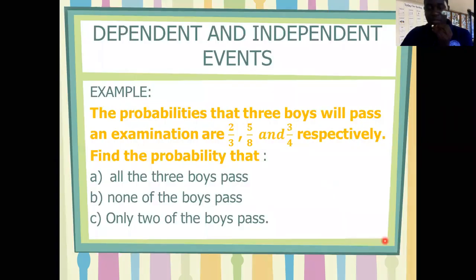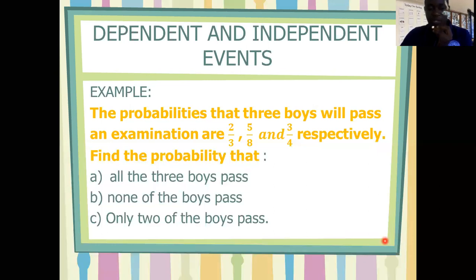But very quickly, let's take a look at this example that says the probability that 3 boys will pass an examination are 2 over 3, 5 over 8, and 3 over 4, respectively. Find the probability that all the 3 boys pass, none of the boys pass, only 2 of the boys pass. Now we'll take one after the other.